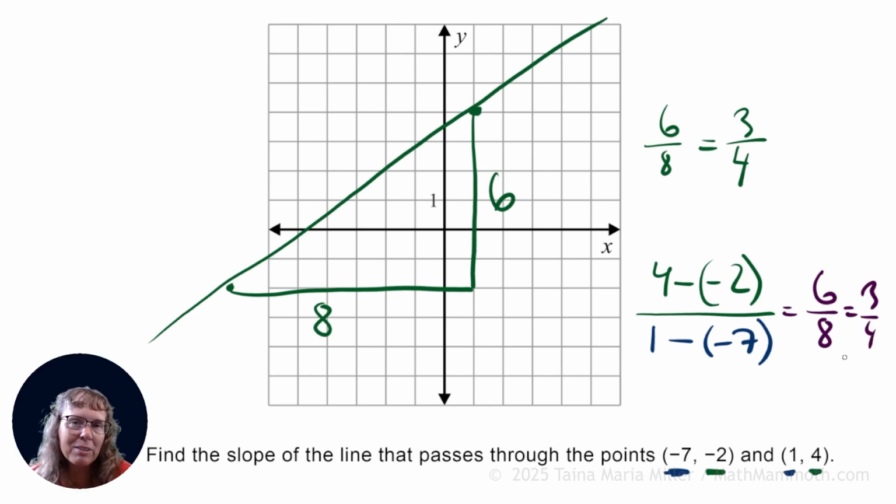So either with the grid helping you or with the numbers, you can find the slope. It is of course helpful if you have the grid, you can at least verify your calculation, to see if it looks reasonable based on the graph.